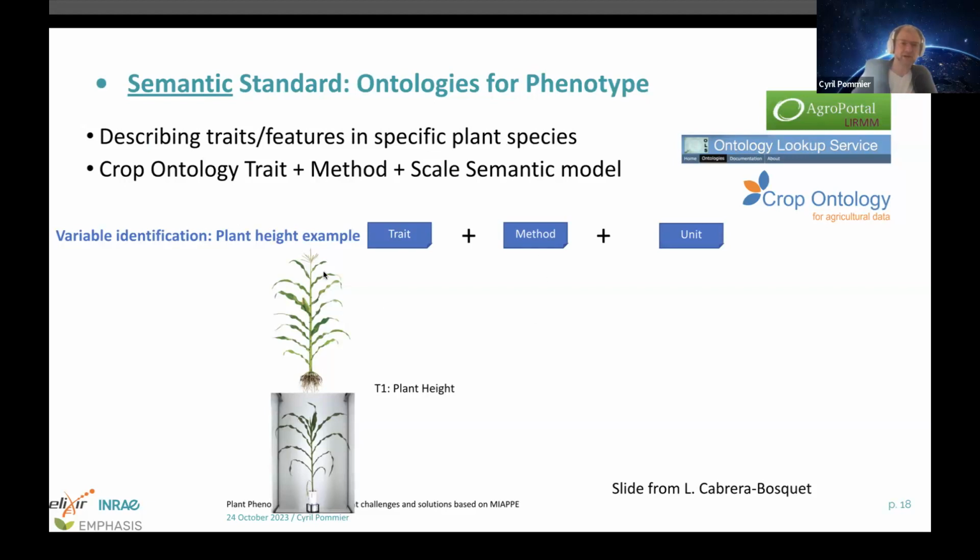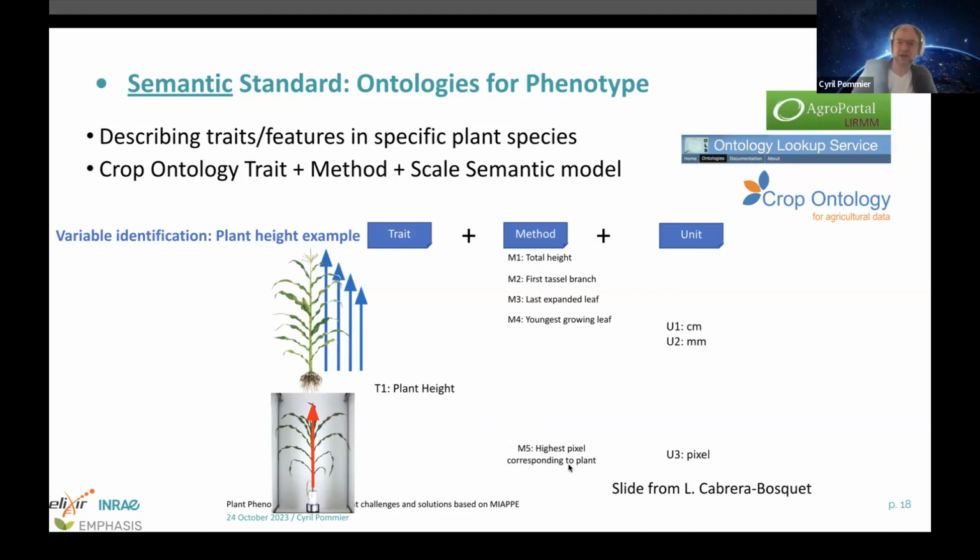For instance, here, if we want to talk about the variable plant height, we see that we've got one trait with 4 methods: total height, first tassel branch, last expanded leaf, or, because our colleagues from biology are highly creative, highest pixel corresponding to plant. And therefore, you've got finally units, which can be international system units or the number of pixels.